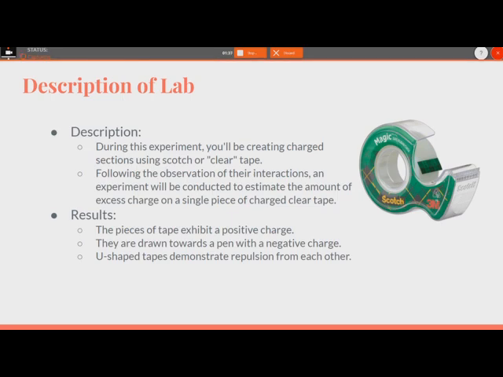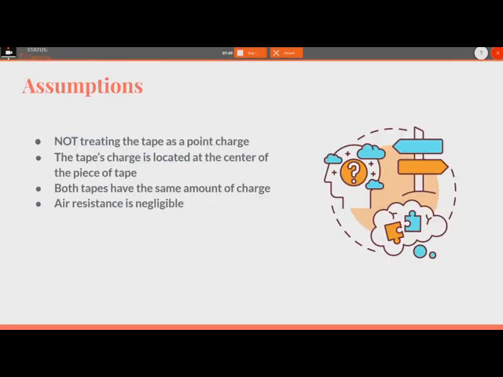And then our results that we had from lab 1 was that the tape will exhibit a positive charge, and it's drawn towards the pen with the negative charge, and the tapes demonstrate repulsion from each other because they are both positively charged. So the assumptions I made was that we are not treating the tape as a point charge, which is different from lab 1, where we did. The tape's charge is located at the center. Both tapes have the same amount of charge, and air resistance is negligible.